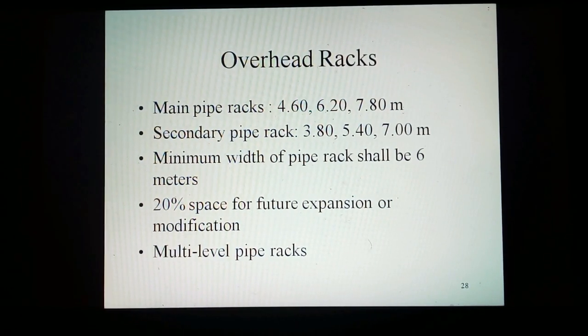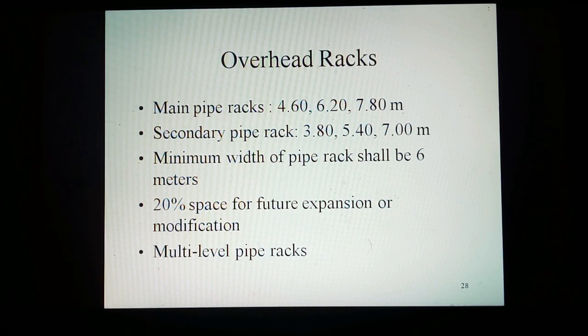Overhead racks may contain more than one level. For steel pipe racks, the height of levels shall have one of the following elevations. Main pipe racks: 4.60, 6.20, 7.80 meters. Individual or secondary pipe rack: 3.80, 5.40, 7.00 meters. In special cases for large-size pipes or concrete pipe racks, the distance between the various floors may be increased. Except for special cases, minimum width of pipe rack shall be 6 meters.